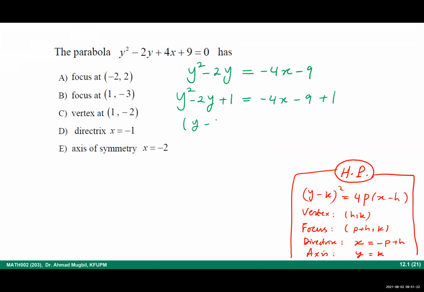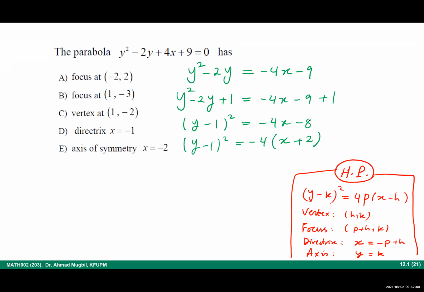Now this will be (y minus 1) all squared, and here we will have -4x minus 8. What is wrong with this? Let me write it this way. (y minus 1) all squared equals -4 times (x plus 2). We take -4 as a common factor because the coefficient of x must equal 1, and negative over negative is positive 2. So now this is the standard form. Check by expanding -4, -8.